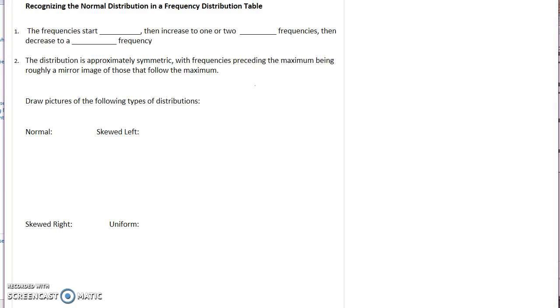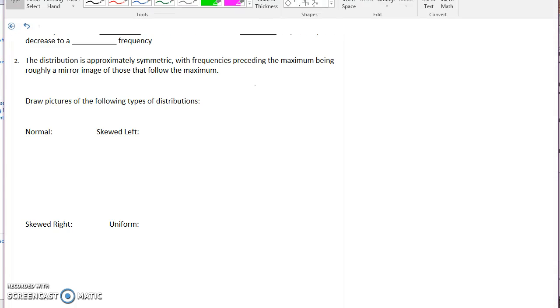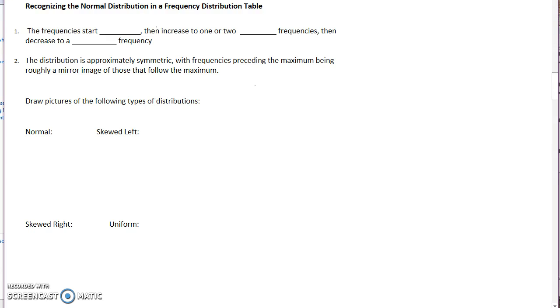Okay, so we are going to now take a look at recognizing normal distribution in a frequency table. So we know something is a normal distribution if the frequencies start low, then increase to one or two high frequencies, then decrease to a low frequency.